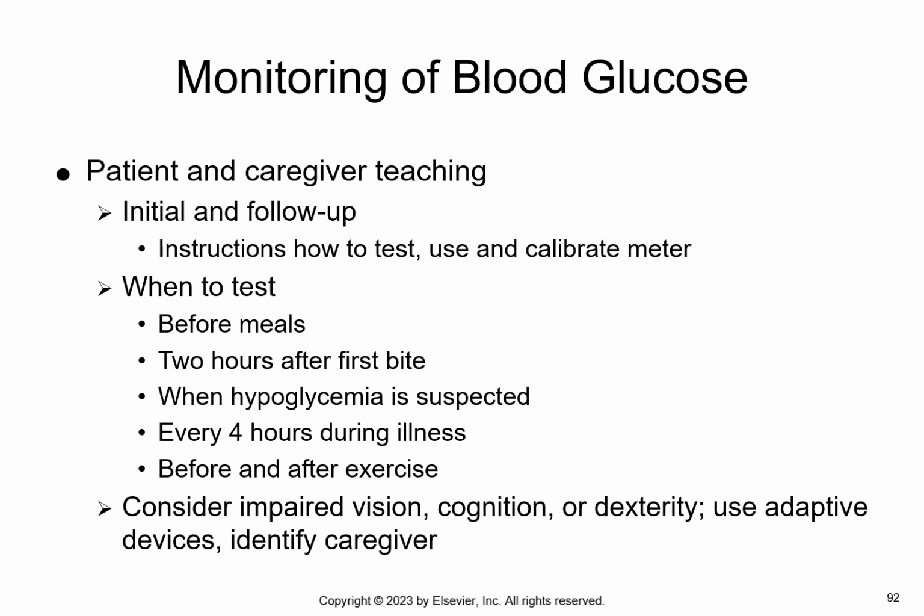Teach the patients to check the glucose levels whenever they suspect hypoglycemia, then take immediate action. During times of illness, check levels at 4-hour intervals or more to determine the effects of illness on glucose level. Teach the patient to check before and after exercise to determine the effects of exercise. This is especially important for patients with type 1. We have to keep in mind impaired vision, cognition, and dexterity. Use adaptive devices and identify who the caregiver is.